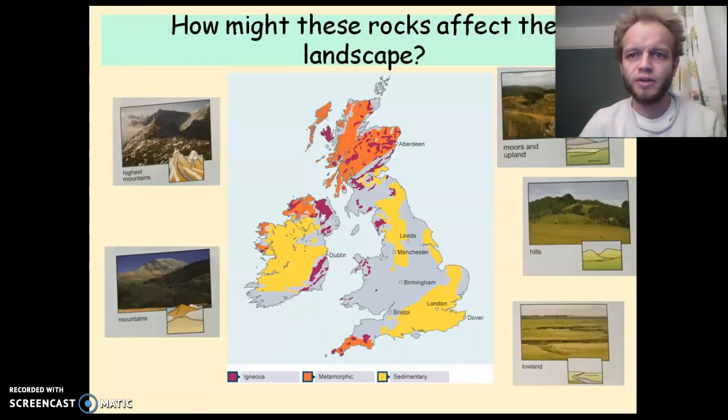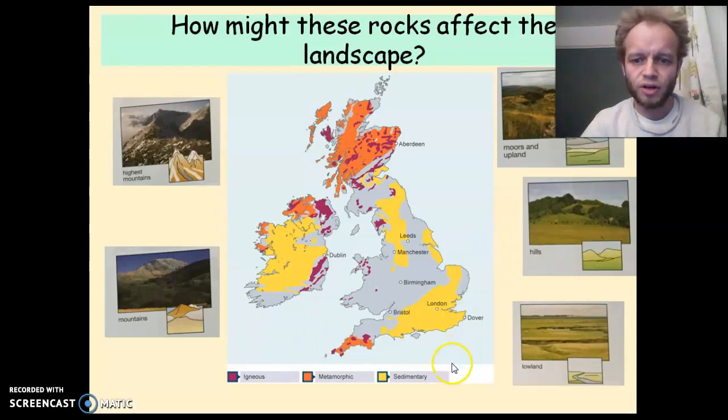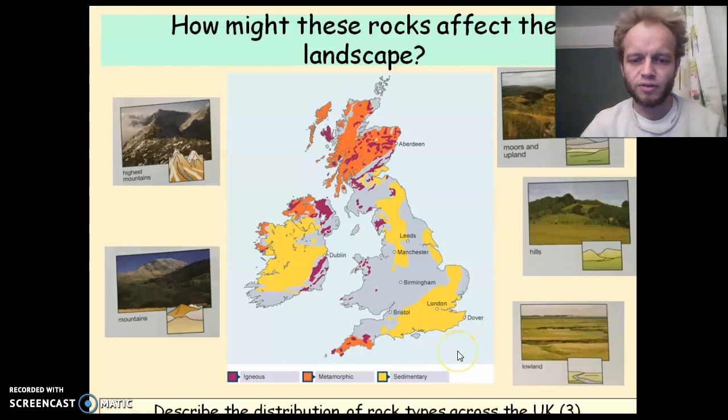Okay, so how might these rocks affect the landscape? What we'd like you guys to do is to look at this map of the UK, and we want you to have a think about where these rocks are. So in the exams they'll be asking you to describe the distribution of rock types across the UK. So in your books just jot down your answers. Think about where you see a concentration of certain rock types, where there aren't other rock types, and then move on.